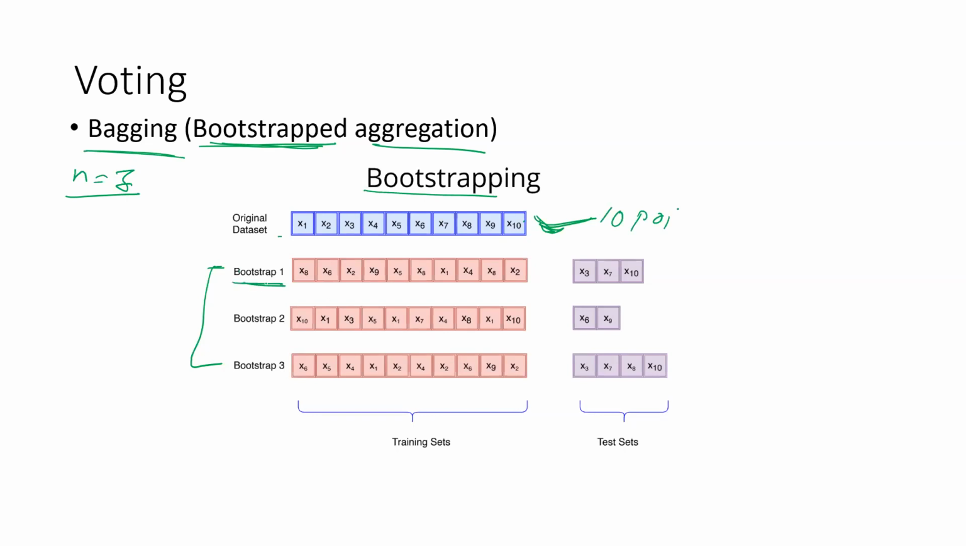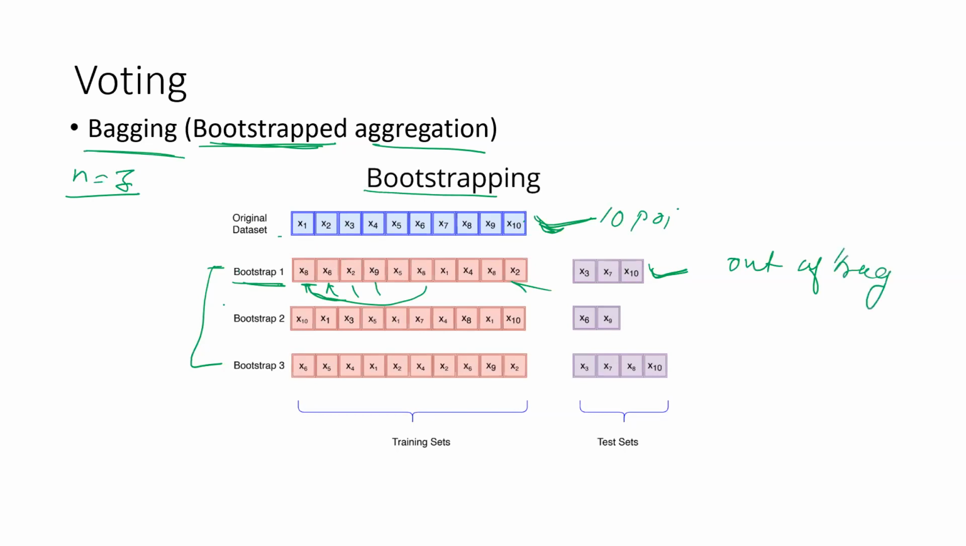Let's say this is your first bootstrap sample. Randomly you choose one point at a time. So x8 comes here, then x6, x2, x9. Remember x2 is repeating again. You do the sampling with replacement, right? And what is left out in the sampling is called the out of bag data set.